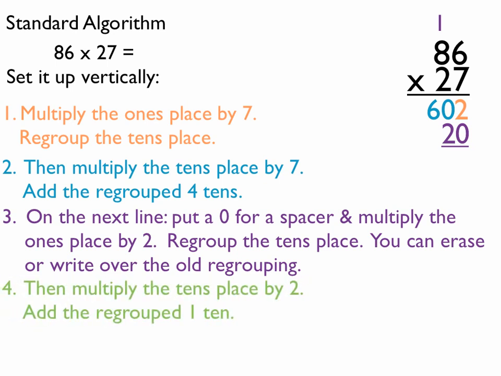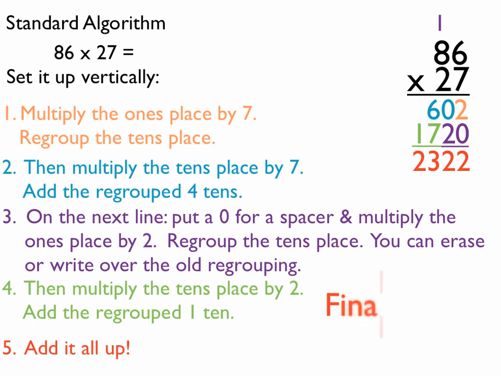I'm going to basically multiply the tens place by 2 and then add the 1 regrouped to 10. So 8 times 2 is 16, plus 1 will make 17. Again, all I need to do from here is just add them up. So I need to add up vertically. So my final answer again is 2,322.